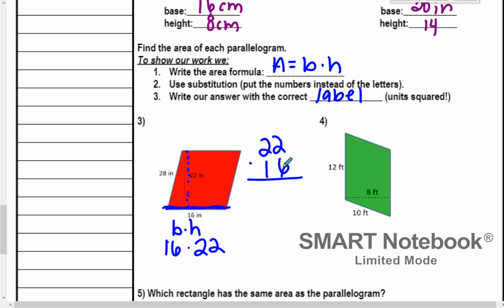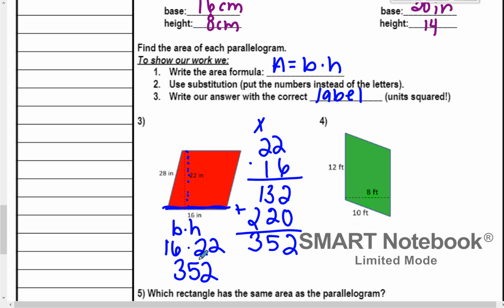To the side, I'm going to add a 0 because I'm moving on over to that tens place. Add them up. I get the answer of 352. Now number 3 says that this answer is not right. I need to put a label. This is inches squared. The reason why it's inches squared is because 16 times 22 gives us the 352. But it's 16 inches times 22 inches, so it's also inches times inches, which is inches squared.